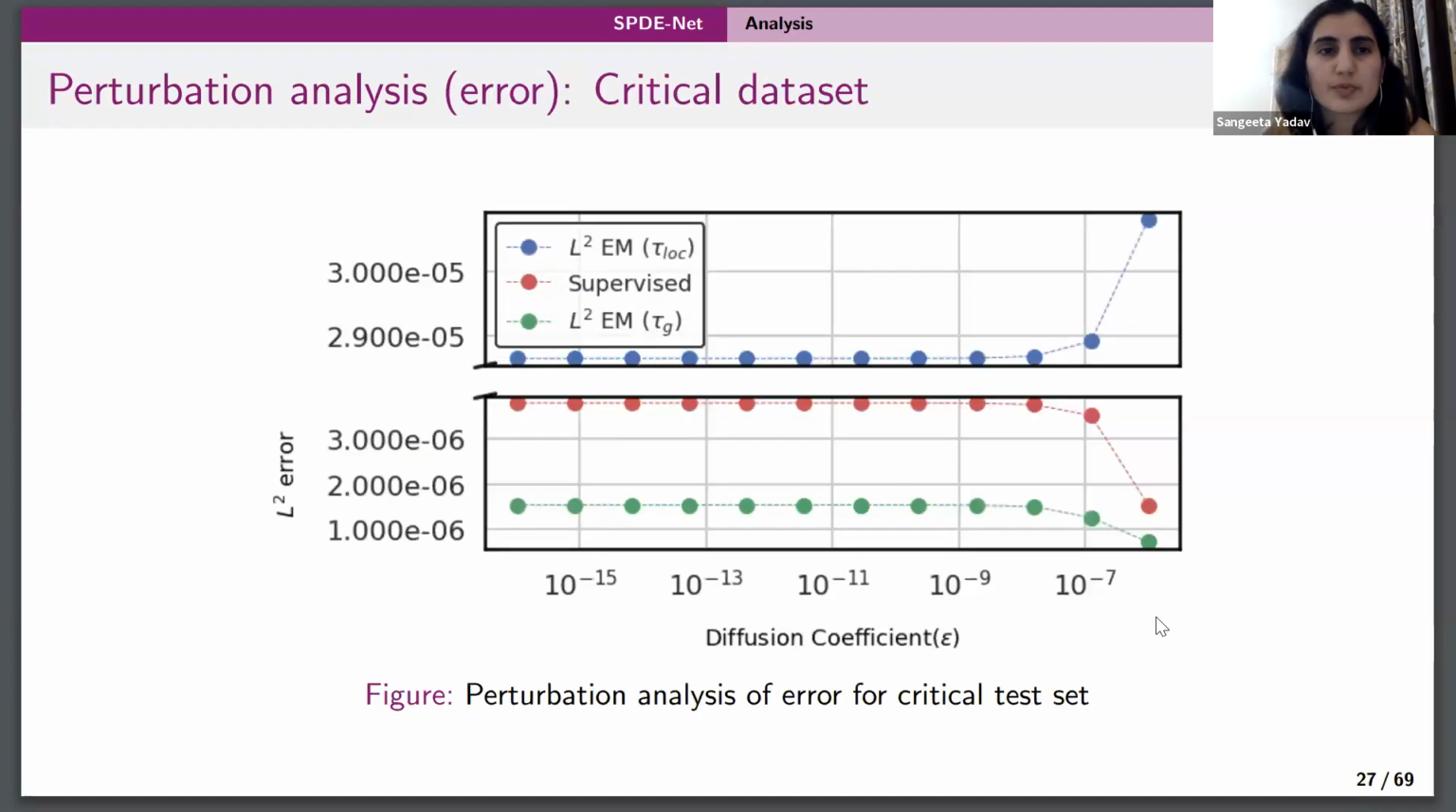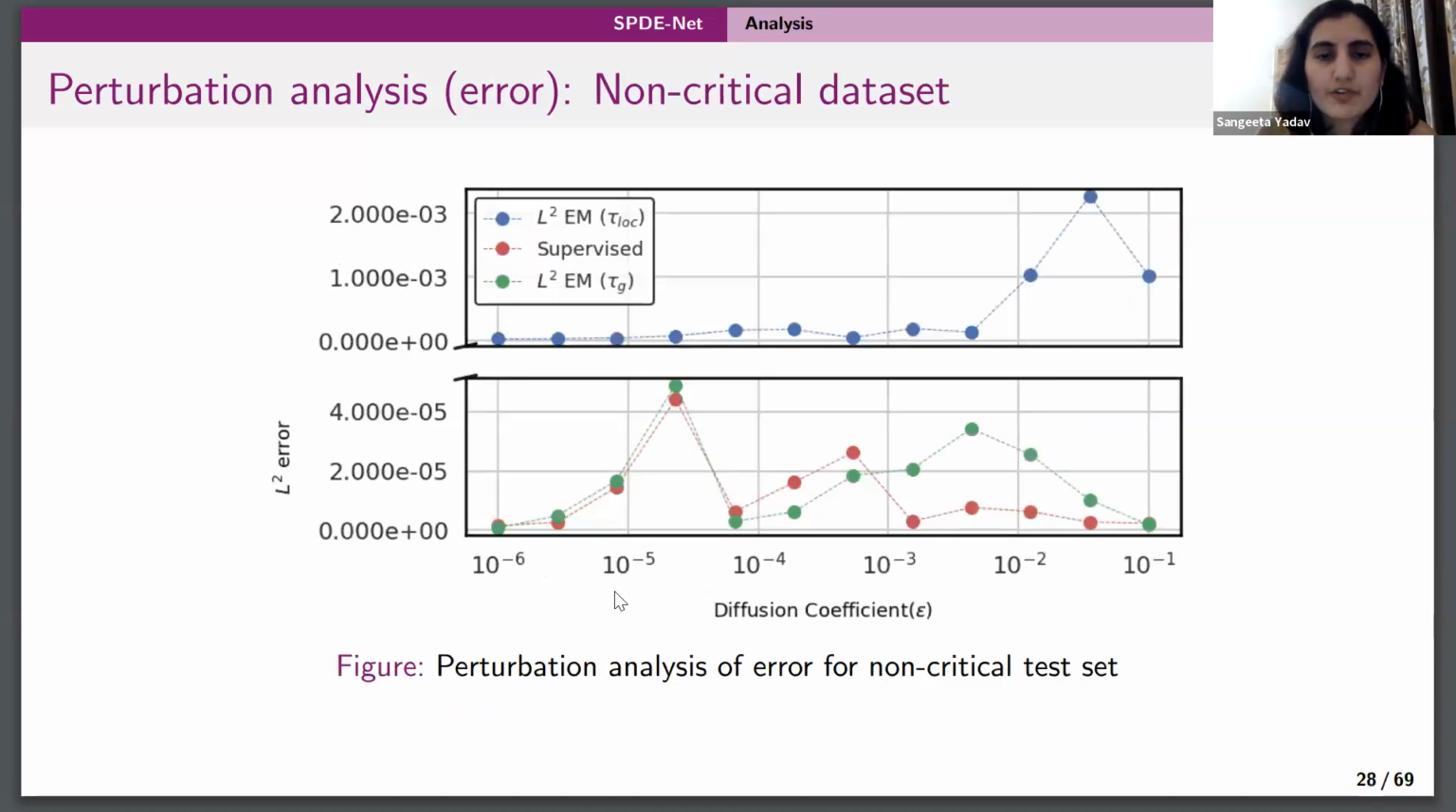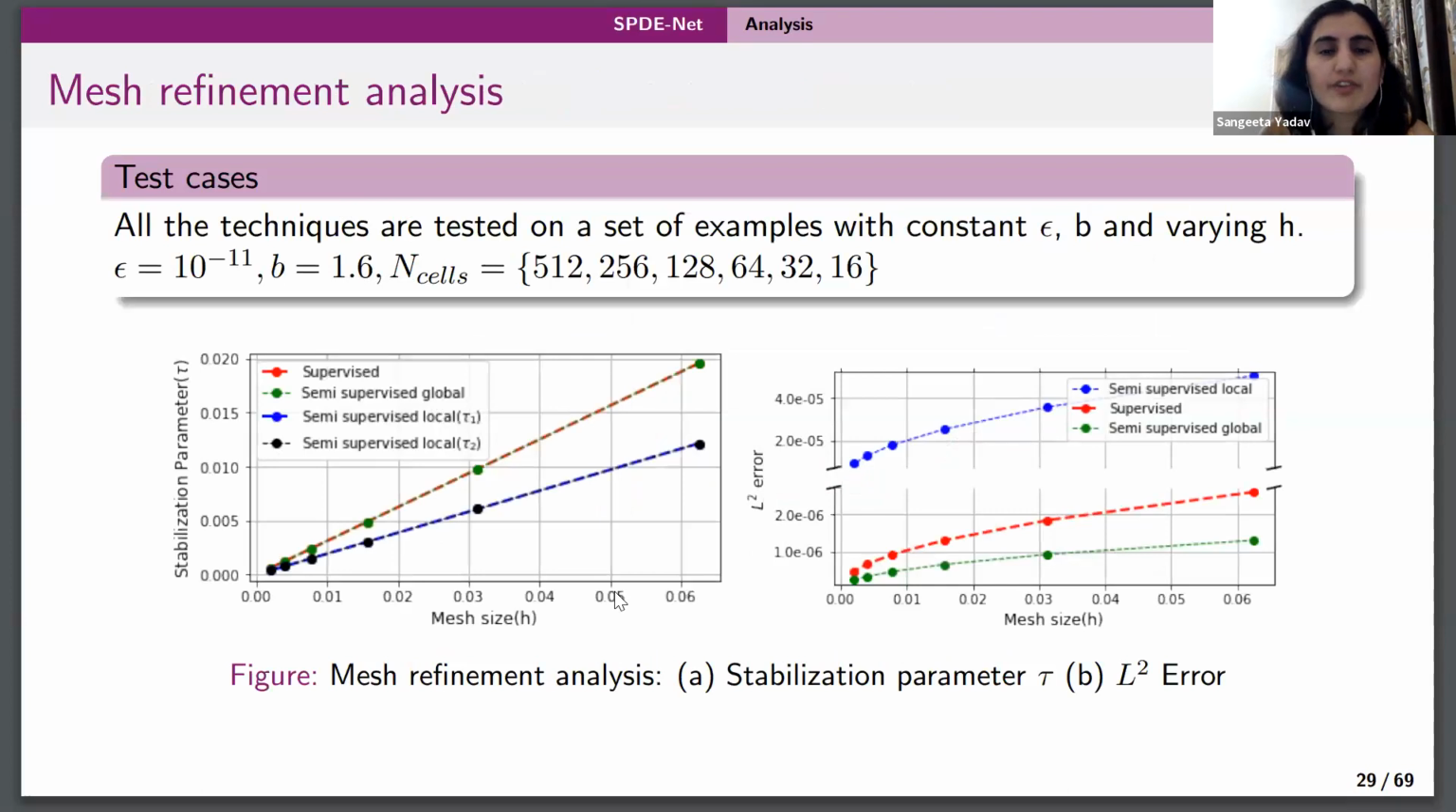the SUPG scheme. For the critical data set, in terms of error, we can see supervised and tau global are performing similarly, but tau local is at least one order worse than the other two. For non-critical test set, doesn't matter. Now we also conduct a mesh refinement analysis for different number of cells, and we saw that the supervised and semi-supervised global techniques perform equally good, but the semi-supervised local technique performs good only when the mesh is coarser.